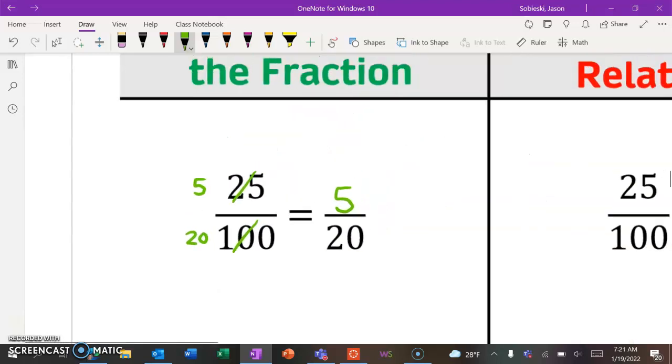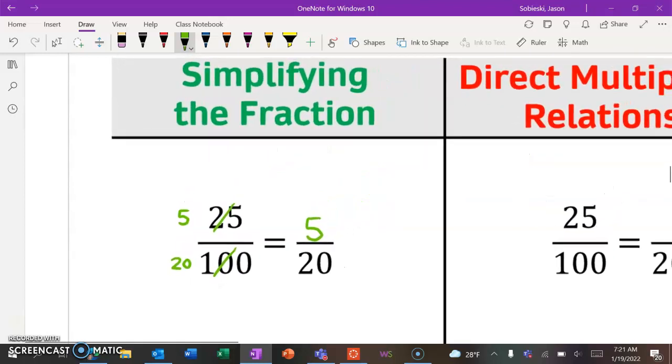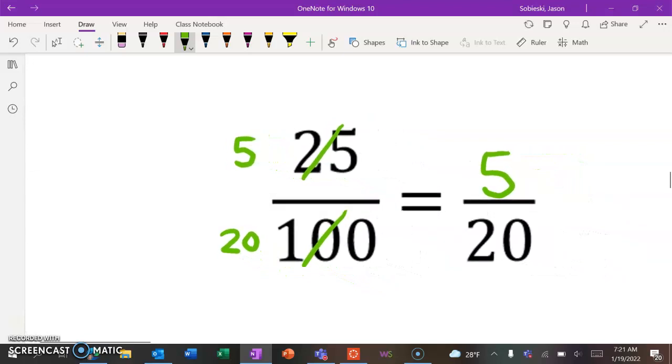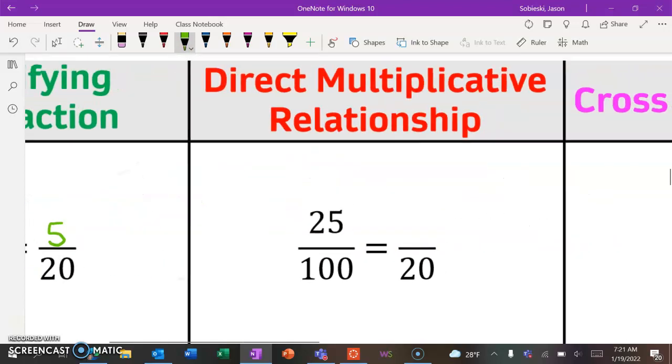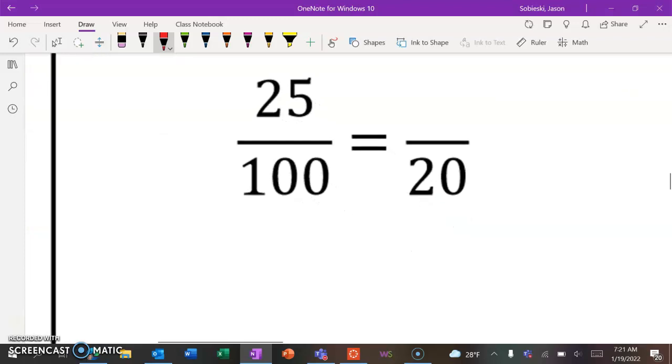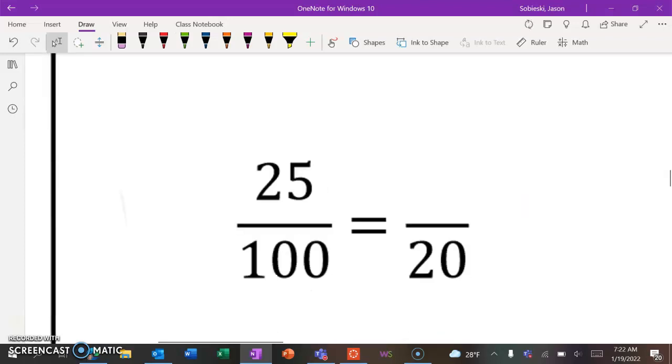Okay, so that is an efficient way as long as it works, but you have to know a common factor that you can pull out, right? All that we did was say 25 is 5 times 5, and 100 is 5 times 20. So we can cross out a pair of those 5s. That's all we did. If we want to take a look at our second way, this was called the direct multiplicative relationship. This one you also kind of have to be able to see it, but it sounds a lot fancier than it really is.